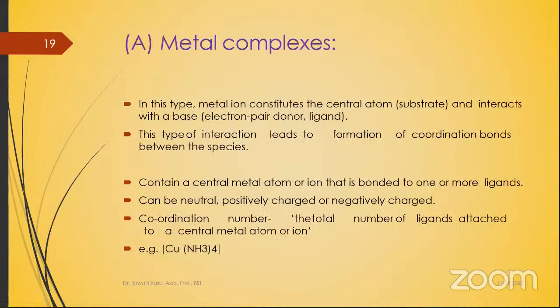So first one is metal complex. From its name itself, one central atom will be there, and that will be a metal. In this type, the metal ion constitutes the central atom. The central atom is the substrate, and it will interact with a base, known as the ligand. One important thing is that the ligand acts as an electron pair donor. This type of interaction leads to the formation of a coordination bond between the species.